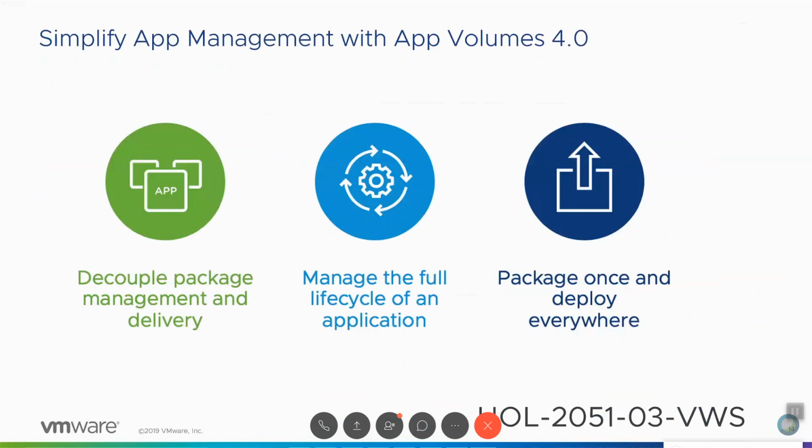Okay, so with 4.0, there are a lot of changes coming, and I highly recommend that if you go to techzone.vmware.com, there are articles that talk about App Volumes 4. We're going to decouple package management and delivery. We're going to manage the full life cycle of an application: package once and deploy anywhere. So what does that mean?